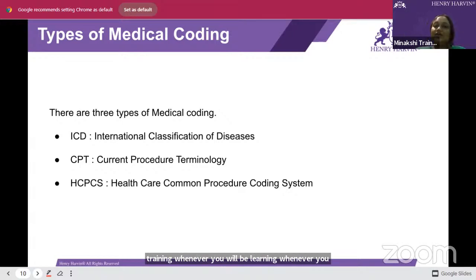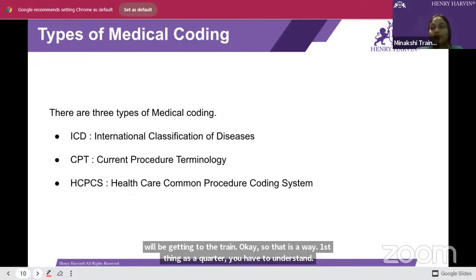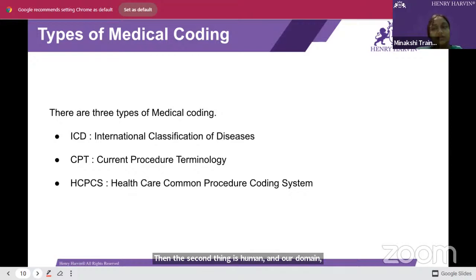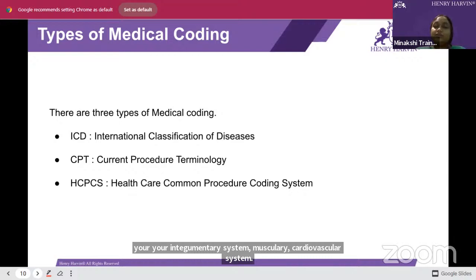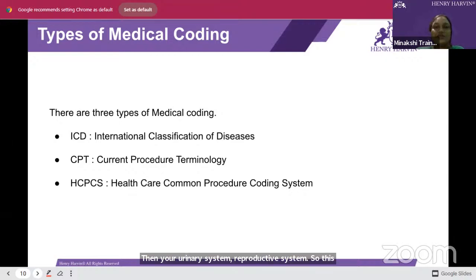Then the second thing is human anatomy and physiology, like your integumentary system, musculoskeletal system, respiratory, cardiovascular system, then your urinary system, reproductive system. So all these systems should be very, very clear. First we teach the medical terminology, then we start human anatomy and physiology along with the CPT book. One chapter of human anatomy and physiology and one chapter of the CPT book we cover like that. Then we can go for HCPCS. Then finally we can go for ICD.